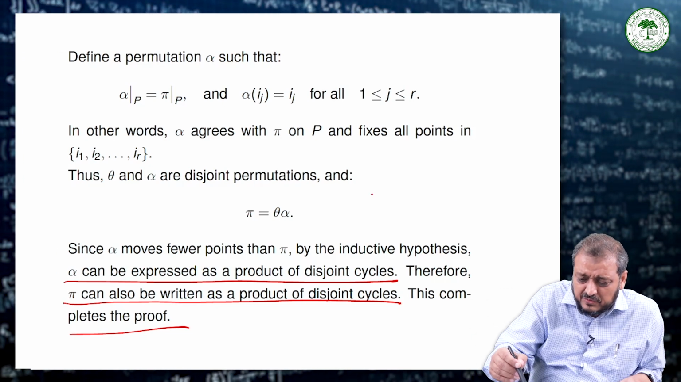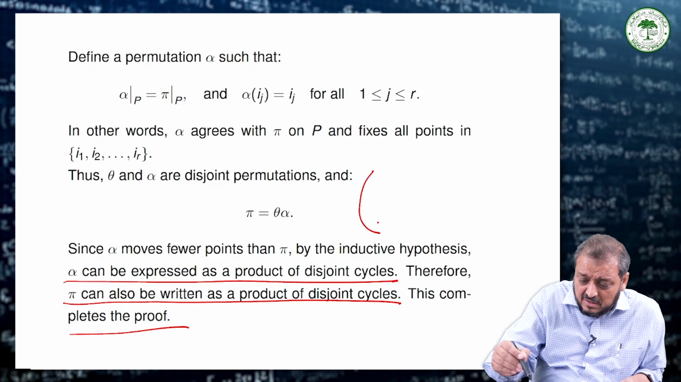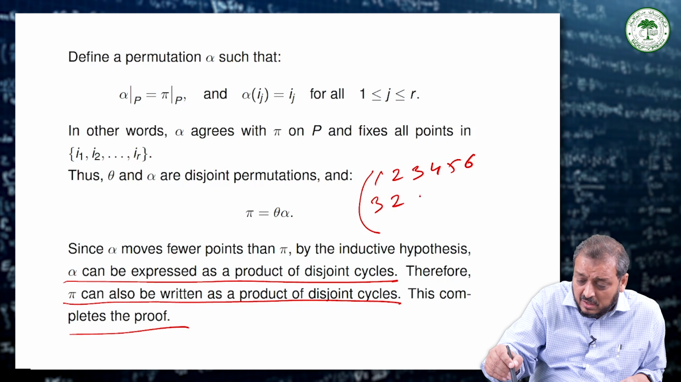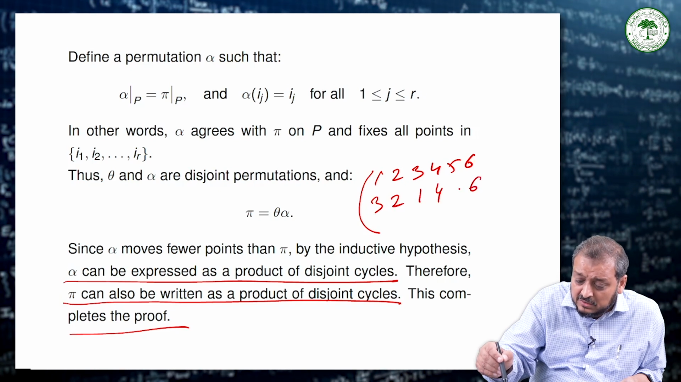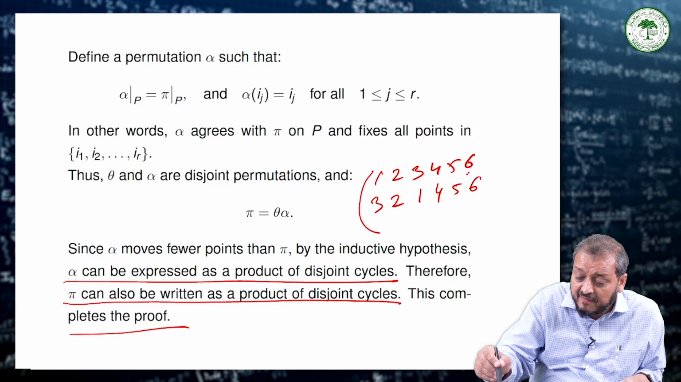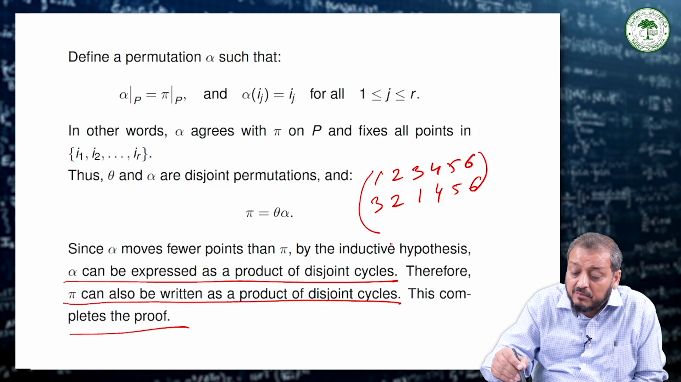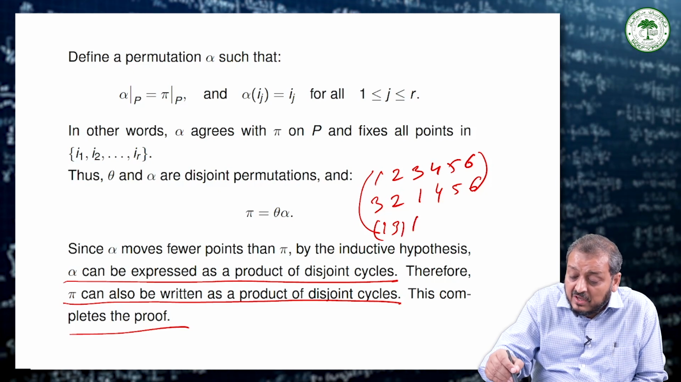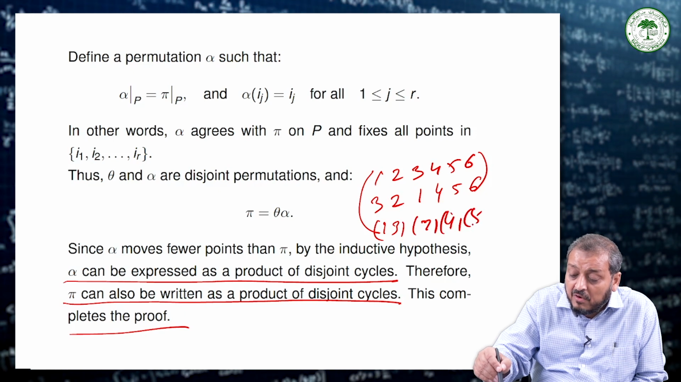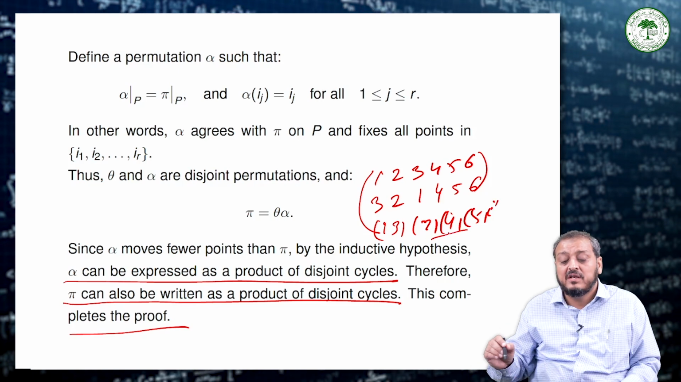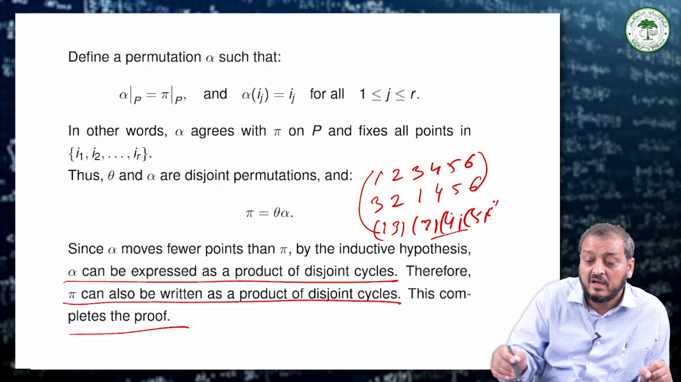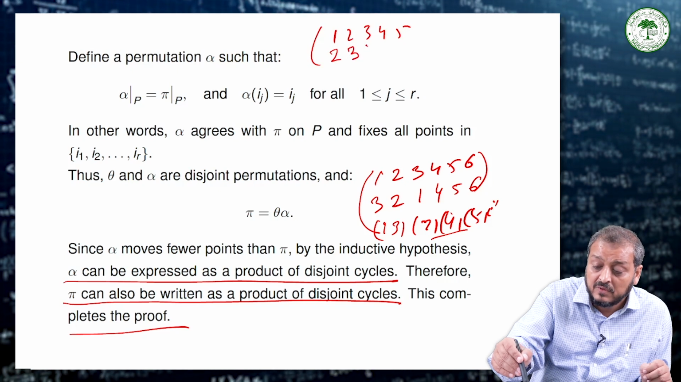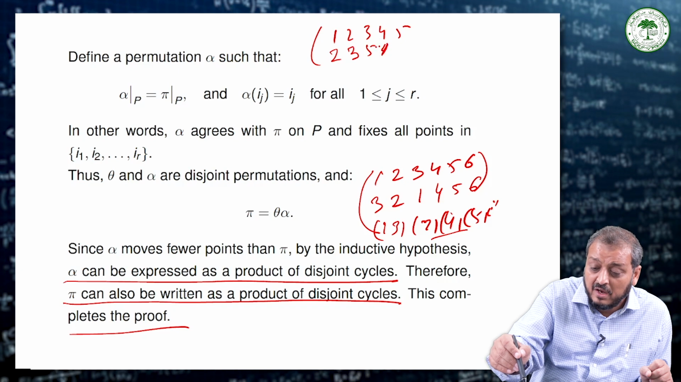Suppose we take 1, 2, 3, 4, 5, 6 mapping to 3, 2, 1, 4, 6, 5. Writing this in cycle form, 1 goes to 3 and 3 goes to 1, so we have the cycle (1 3), and then 2 and 4 are fixed, and 5 and 6 are swapped. Clearly these are disjoint cycles. Similarly, if we take 1 2 3 4 5, we can write it as (2 3 5) (2 5 1) and then 4.